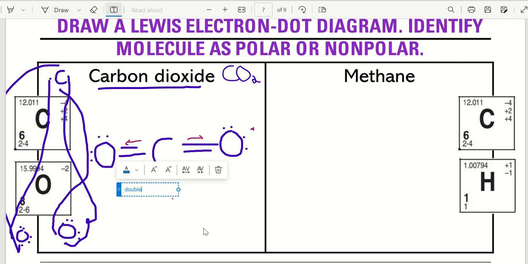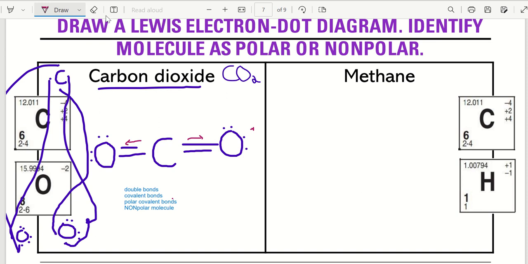Okay, so first of all, I do see double bonds, right? So that means they are covalent bonds. How else could I describe them? Polar covalent bonds. But because there is symmetry, because the electron charge is distributed equally, it is a non-polar molecule. You definitely should remember carbon dioxide, okay?